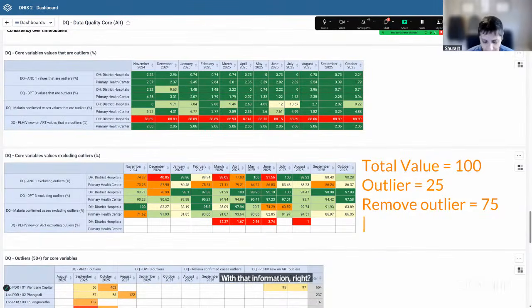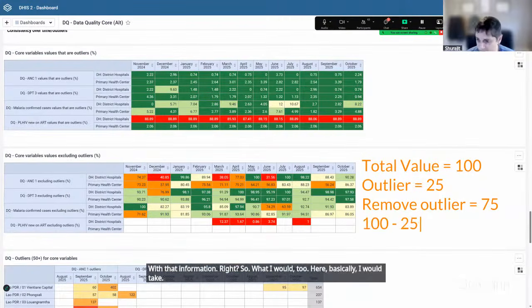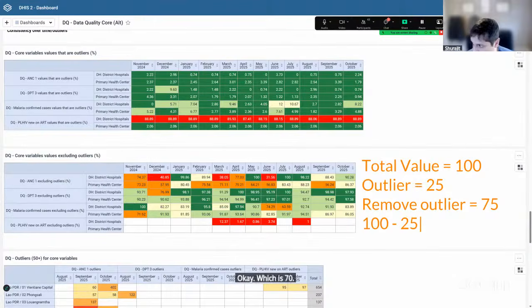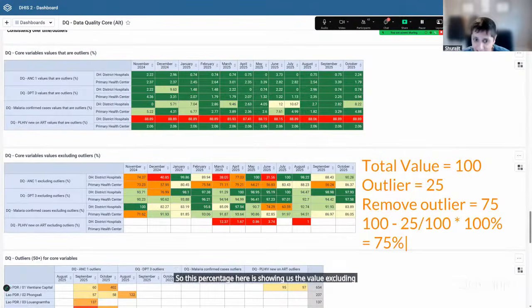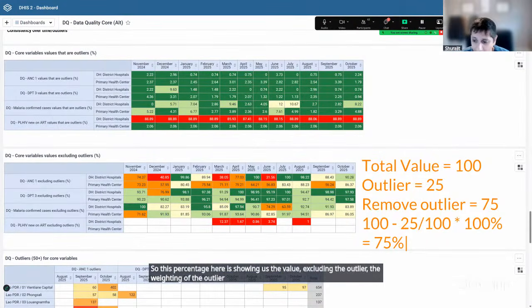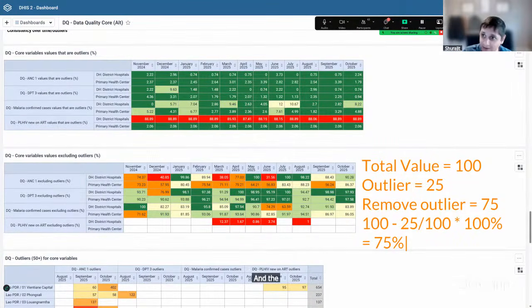So what I would do here, basically, I would take 75. I would exclude my outlier, okay? I would divide this by my total, times it by 100%. And that equals something like 75%. Okay. So this percentage here is showing us the value excluding the outlier, the weighting of the outlier on our total. And the higher this is, the better you're off, basically, right?